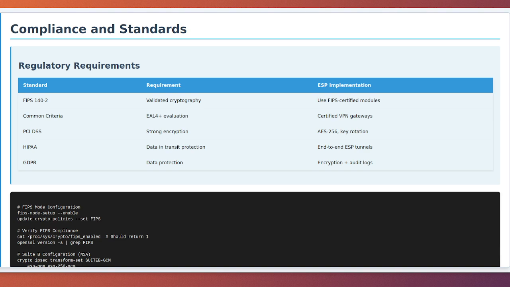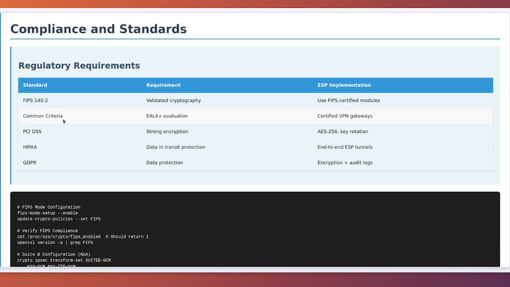The validation process includes extensive testing of edge cases, error conditions, and known answer tests. Using FIPS-validated crypto libraries like OpenSSL's FIPS module or hardware security modules ensures compliance. Common Criteria certification provides international recognition of security evaluations. ESP implementations are typically evaluated under the Network Device Protection Profile. The evaluation examines not just the cryptographic algorithms but the entire system, including key management, audit logging, and administrative interfaces.